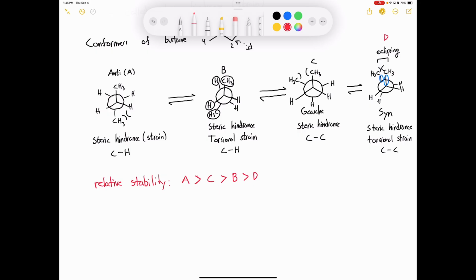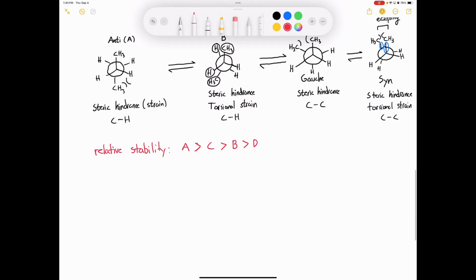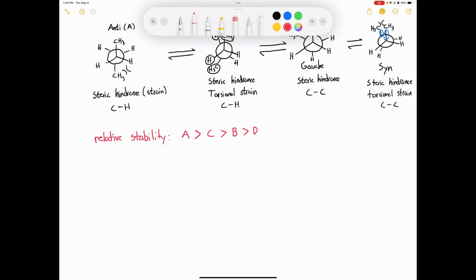Catherine. No, I wish there was, but there's not. So B you can call just the minor eclipsing one, I guess. It's the eclipsing conformation where the CH3s are not eclipsed. I wish we had a term for that. Any questions about that one?